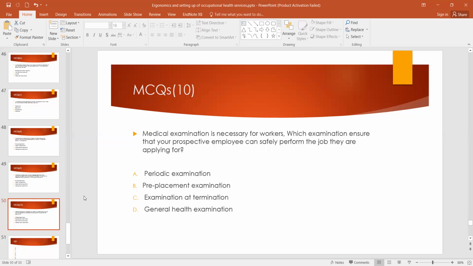Medical examination is necessary for workers. Which examination ensures that your prospective employee can safely perform the job they are applying for? Periodic examination, pre-placement examination, examination at termination, or general health examination? B, pre-placement examination.